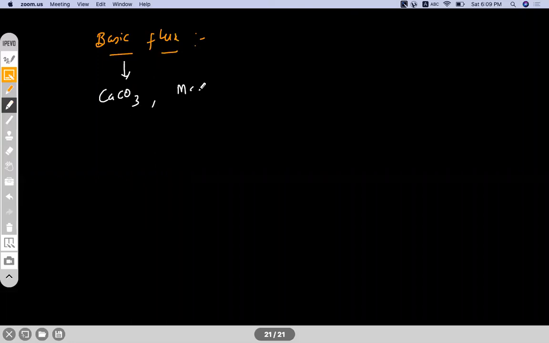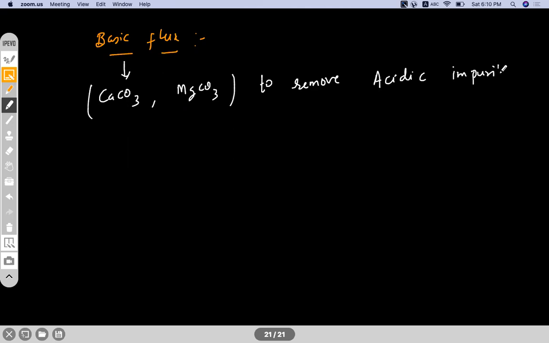Basic flux, such as limestone. An example of this is CaCO3, which we can use for this purpose. We can also use MgCO3 from the same group. This is added to remove acidic impurities. Silica is an acidic impurity present in the sample. When you add basic flux into this, it forms silicate. Since you have added calcium, it forms CaSiO3, calcium silicate, which forms a fusible slag and comes out, and CO2 escapes into the atmosphere.